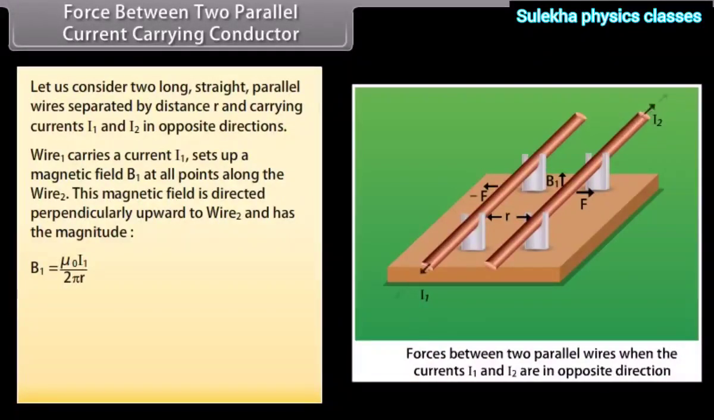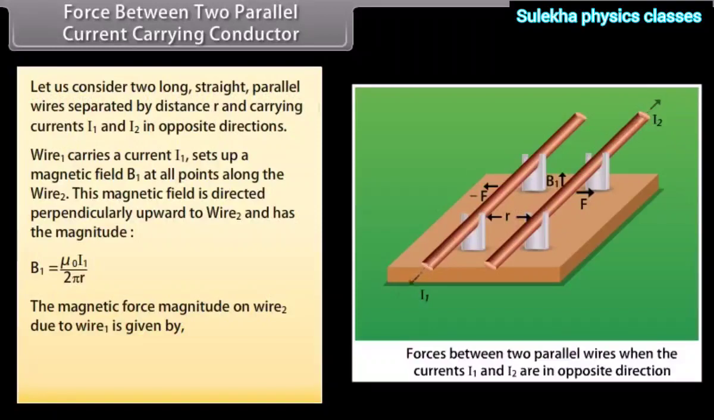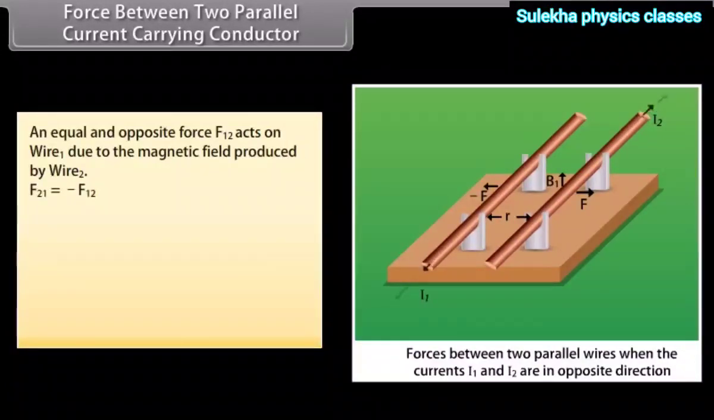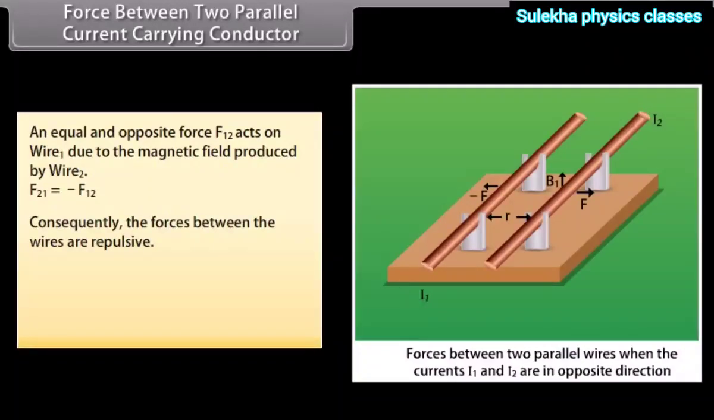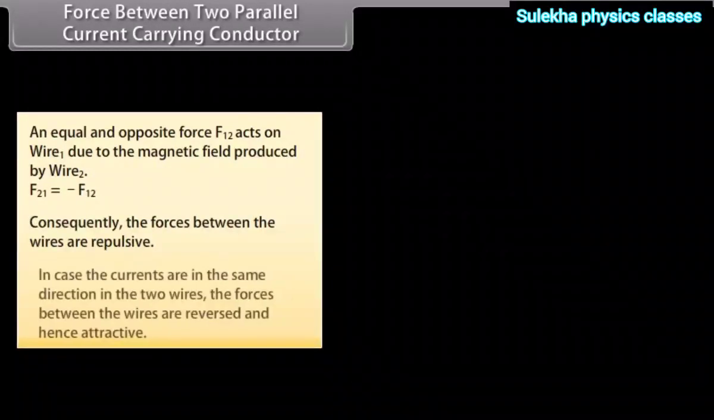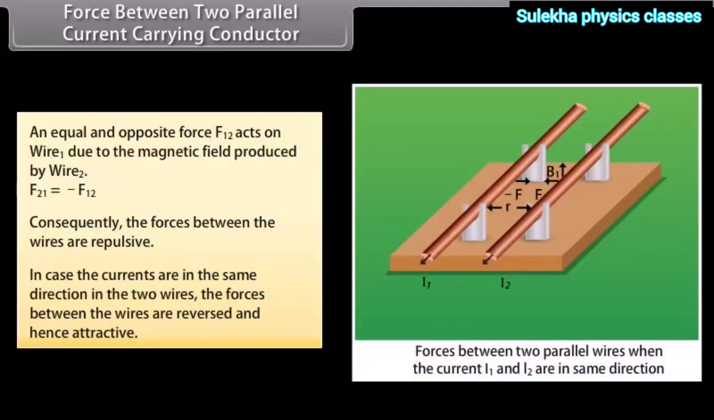by 2 pi r. The magnetic force magnitude on wire 2 due to wire 1 is given by mu naught I1 I2 L divided by 2 pi r. An equal and opposite force, F12, acts on wire 1 due to the magnetic field produced by wire 2. F21 is equal to minus F12. Consequently, the forces between the wires are repulsive. In case the currents are in the same direction in the two wires, the forces between the wires are reversed and hence attractive.